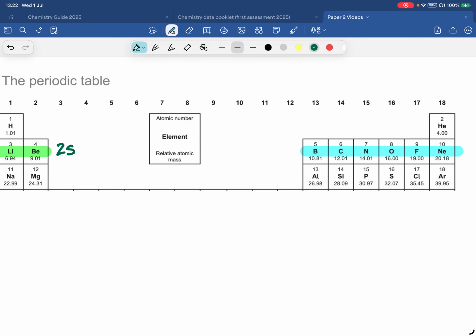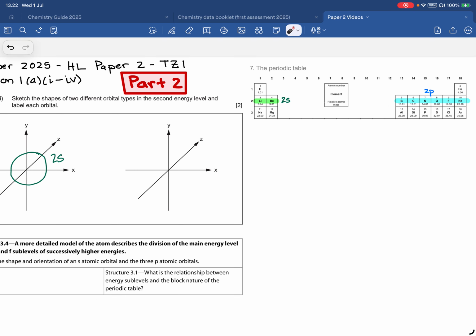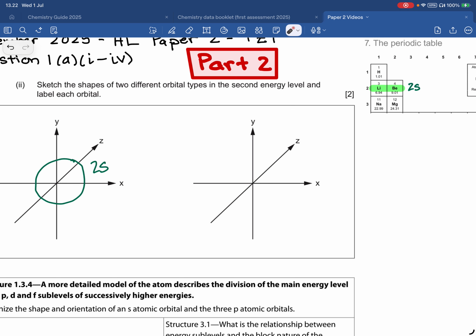Now, when you get to the 2p, however, the 2p has got 3 different ones, right? Each orbital can hold 2 electrons, so you have 1, 2, 3 orbitals. Well, the p orbitals are oriented along the axes on the Cartesian coordinate system. So you could have 2py, or you could have 2px, or you could have 2pz, all right? But it says just the 2 different orbital types. So you just need to decide which one you're going to do and just do it. So I'm going to choose this one.